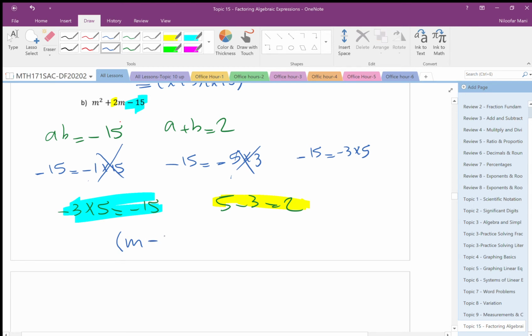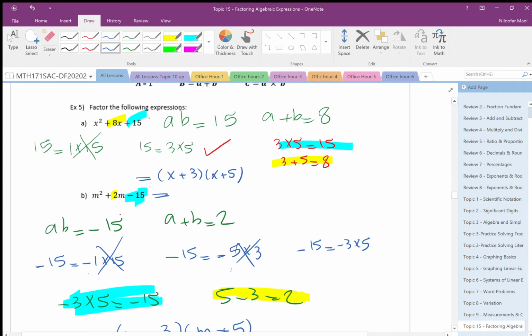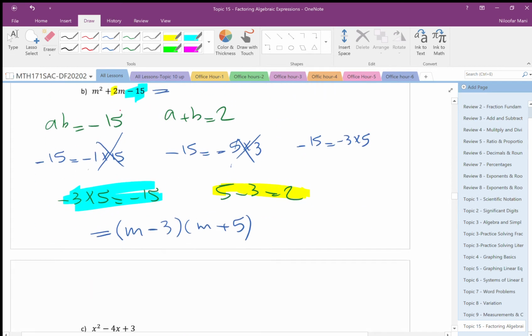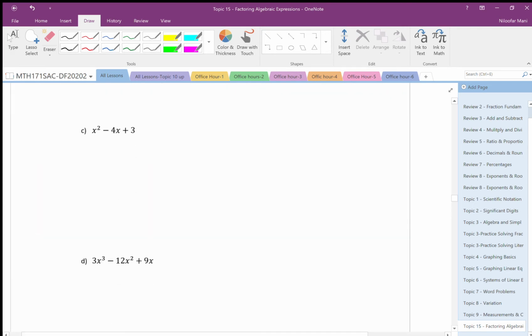M minus 3 multiplied by m plus 5 when I factor. Okay, so maybe I can write it there. Okay, this way. How about here?